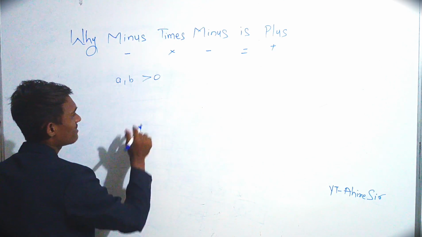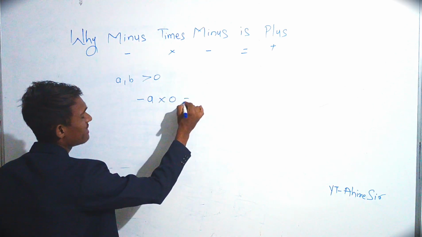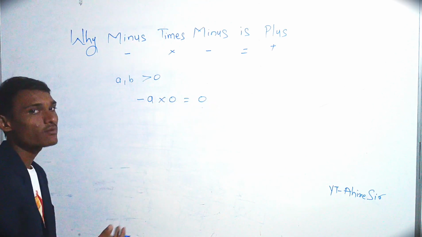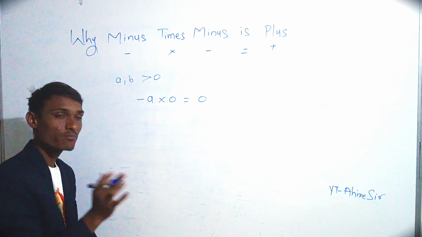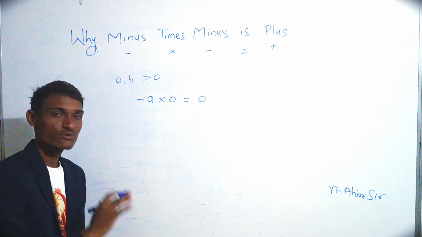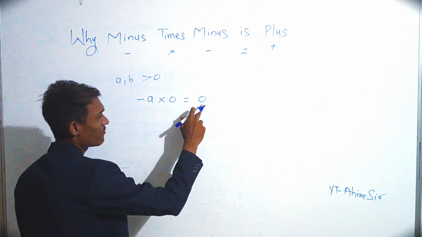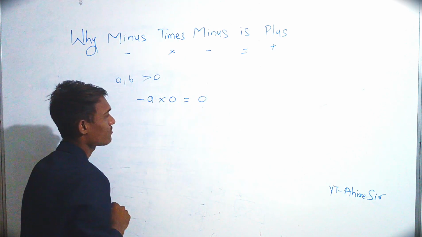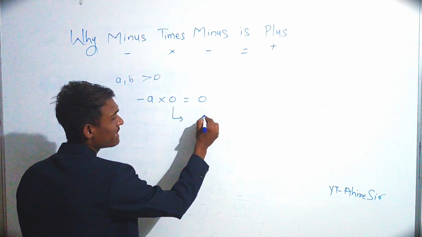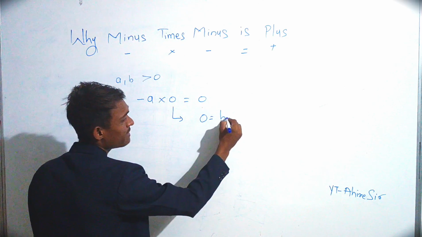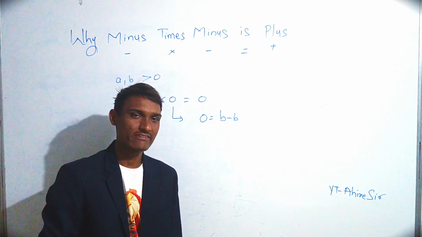Simply we can say that minus a into 0 is equal to 0. This is a fundamental property. We know any number, integer, positive or negative, multiplied by 0 will give 0. By this we are able to write 0 equals b minus b. Anything minus that thing will be 0.